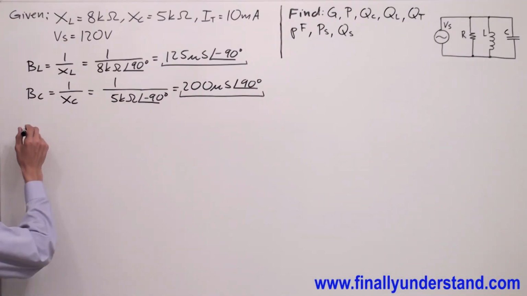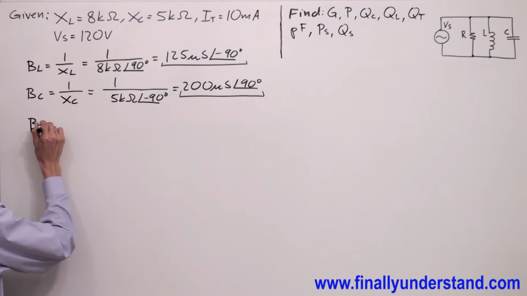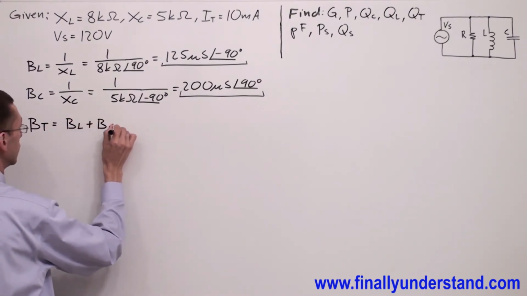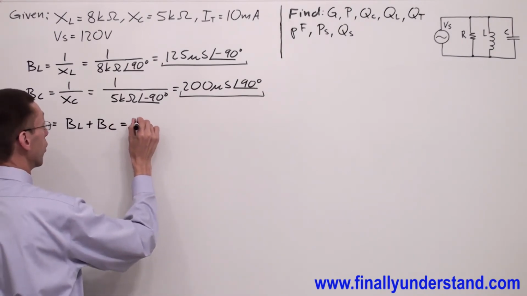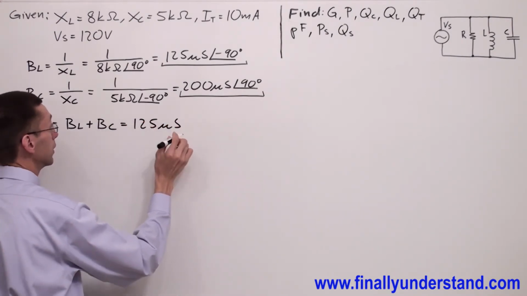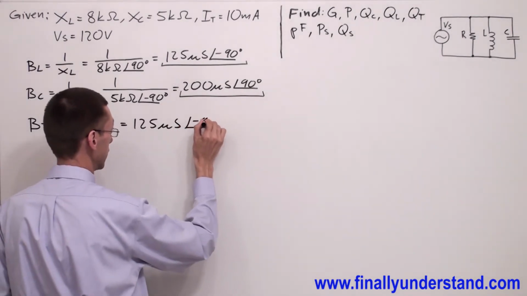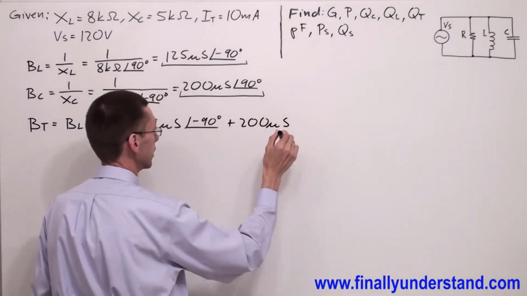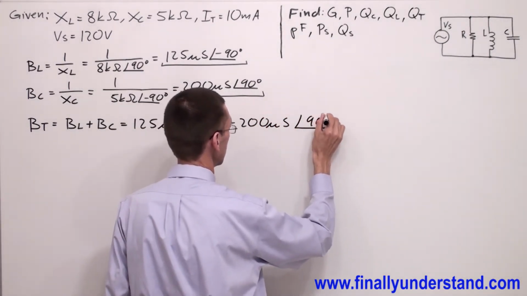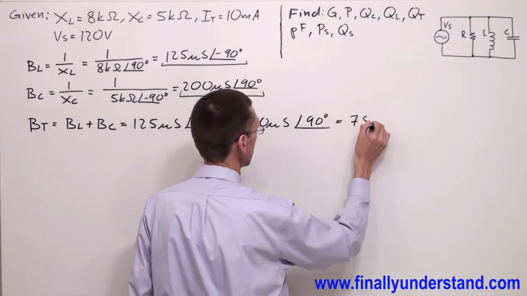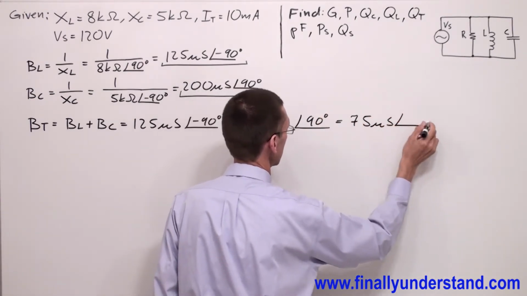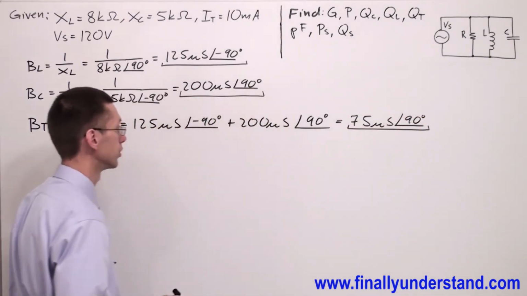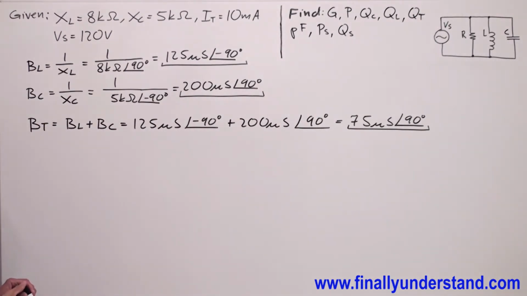Next, we're supposed to find the total susceptance. So B total is equal to BL plus BC. So I have 125 microsiemens at an angle of negative 90 degrees plus 200 microsiemens at an angle of 90 degrees, which is equal to 75 microsiemens and an angle of 90 degrees. Okay, so this is my total susceptance.